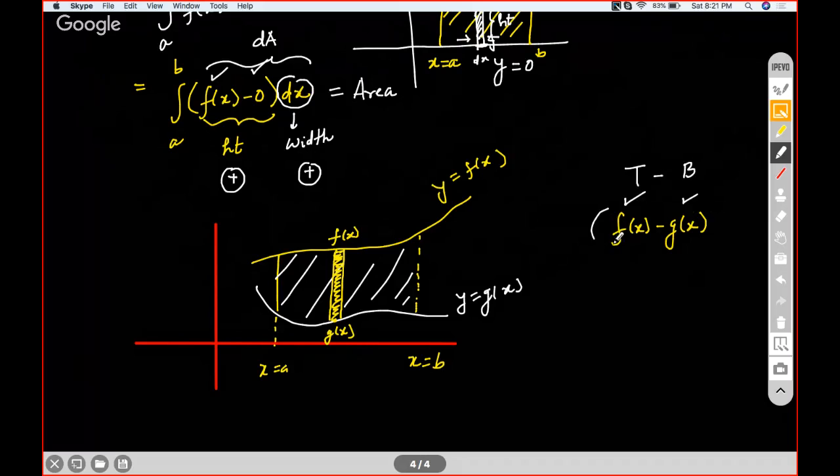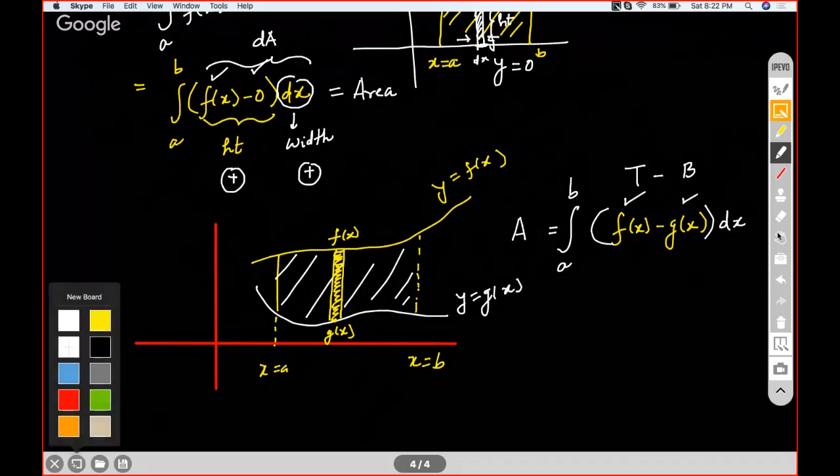And of course, you need to know their intersection point, if at all they are intersecting, or you need to know the values of a and b from where you have to integrate. And this will give you the area between those two curves. So why do you need to know the intersection point? Let's say I give you a question like this.